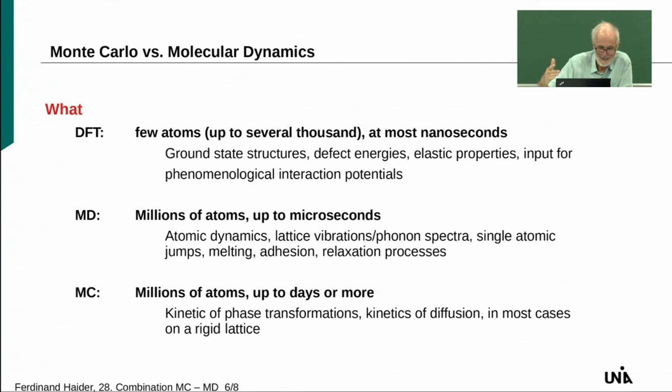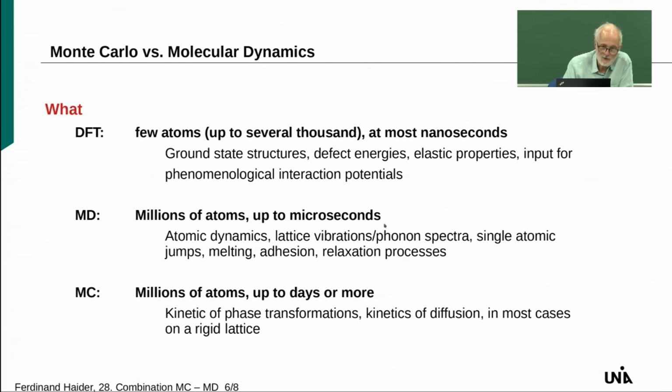I love this example of aluminum copper, where at room temperature the distance a copper atom can move in 1 hour or so is in the range of picometers. But in Monte Carlo you don't care, because if you do the residence time algorithm, you can cover, I don't know, millions of years or so. So what is it good for? Kinetics of phase transformations, kinetics of diffusion, but mostly we do it on a rigid lattice.